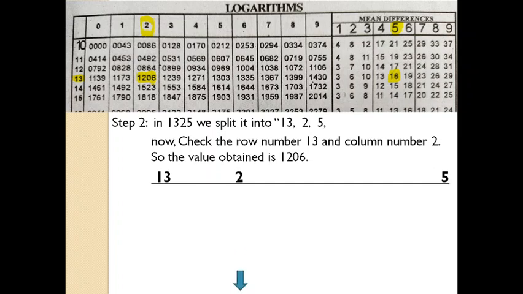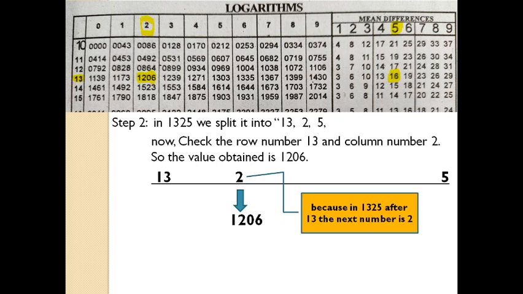Why have we selected the second column? I hope you understand. Because in 1325, after 13, the next number is 2. That's why we selected 2, the second column. If the number was 1355, we would have gone for the fifth column. In the fifth column, the number will be 1303. That's how it will work.